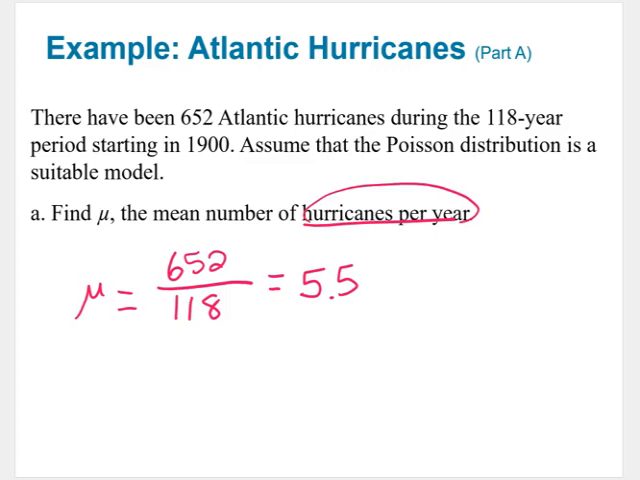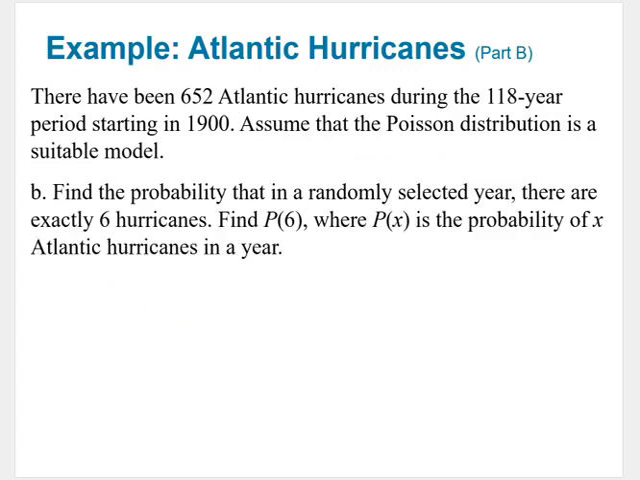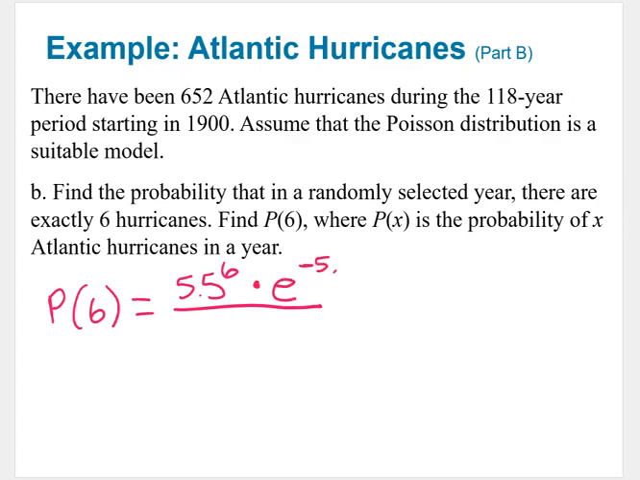Part B. Find the probability that in a randomly selected year, there are exactly 6 hurricanes. We need to use that formula and find exactly 6. In order to use the formula, you have to know the mean, because that's the first part. The mean was 5.5, and you're going to raise that to the 6th power. You're going to multiply that by e raised to the negative 5.5 power.